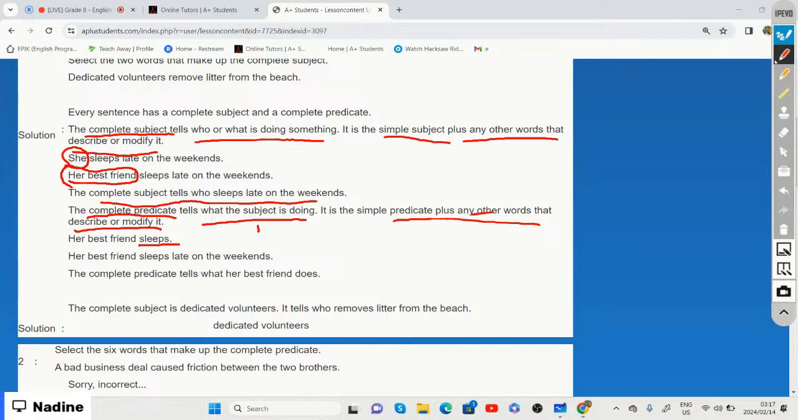and if we look at our other simple predicate, then we say her best friend sleeps late on weekends. So we see that we have a complete subject that tells us who is doing what, or what the subject is doing. And we said that her best friend sleeps, which means that there can be either one word in the predicate or more than one word, right? And the complete predicate basically tells us what the best friend does. So the best friend either sleeps or the best friend sleeps late on weekends.